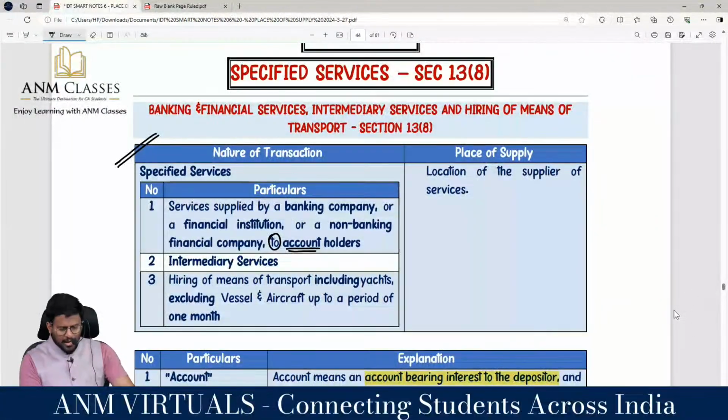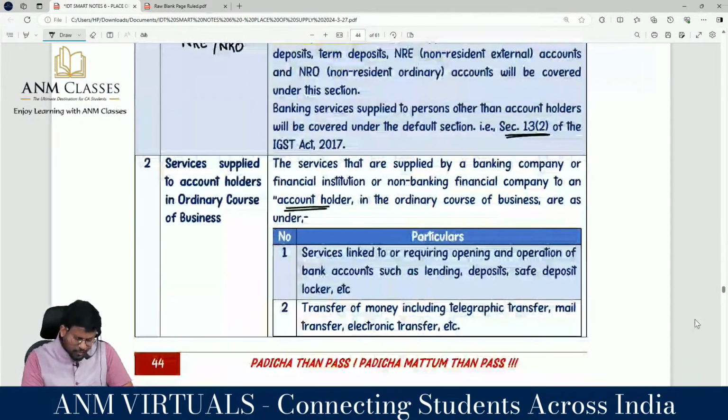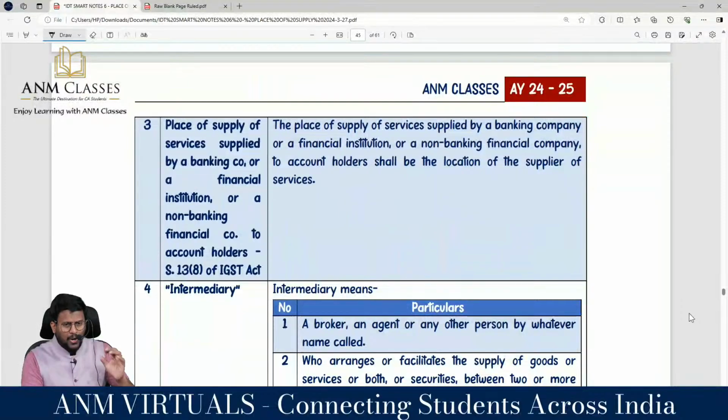So what 13 subsection 8 covers is 3 services. Service supplied by a banking company or financial institution or NBFC to its account holders. Number 2, intermediary services. Number 3, hiring of means of transport including yachts, excluding vessel and aircraft up to a period of 1 month. Then what is the place of supply?